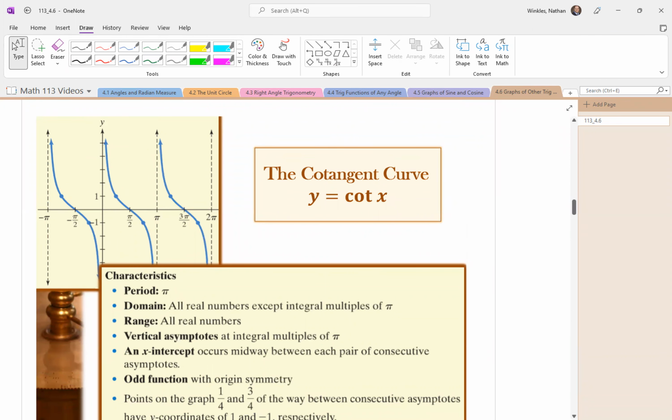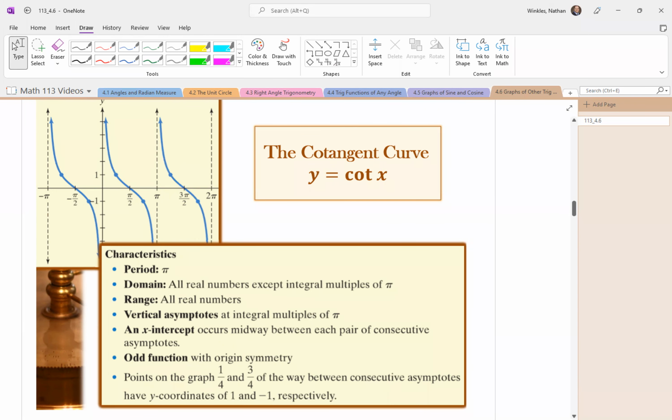The next thing we can talk about is our cotangent curve. So the cotangent curve is basically going to be a little bit of an opposite of our tangent, but we do have some big differences here. Period is still the same at pi. Domain is still all real numbers, except in this case, it's integral multiples of pi. So 1 pi, 2 pi, 3 pi, 4 pi, 5 pi, etc.